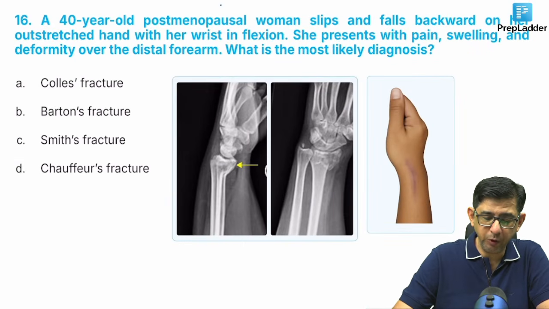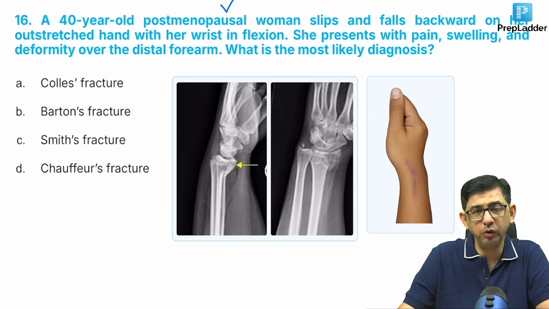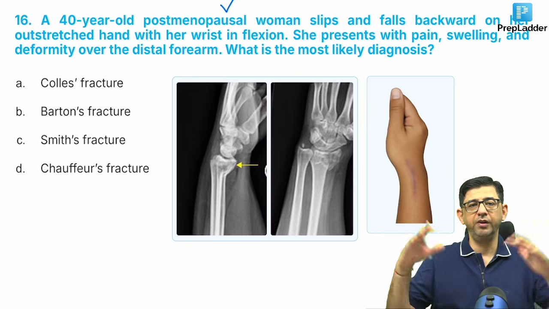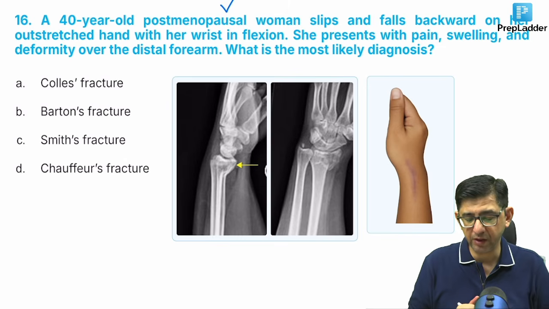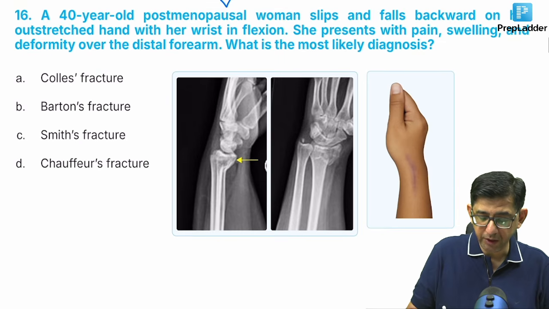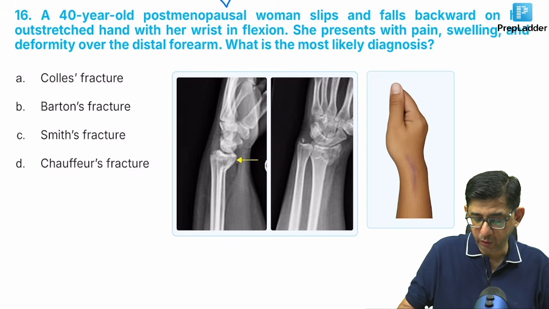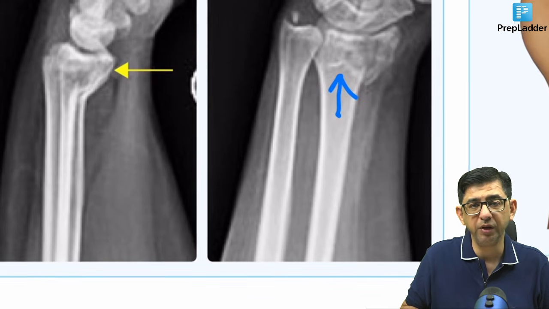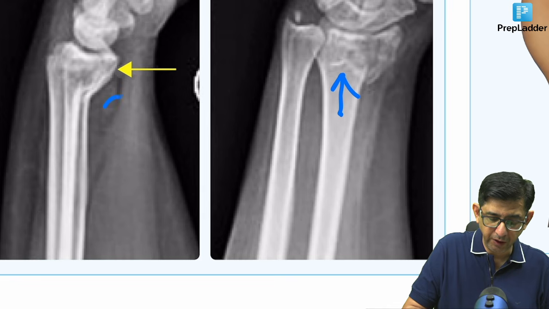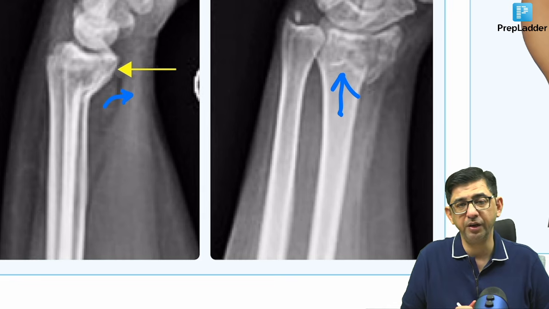This is a postmenopausal woman. She fell down in the bathroom, she slipped and fell backward. When she fell on the outstretched hand, you can see a fracture that is happening, and this fracture is now causing a ventral angulation. Here the distal segment, you can see the fracture very well, and then it is having a ventral angulation. There's a ventral angulation that is happening here.